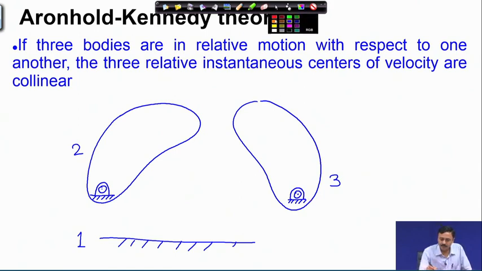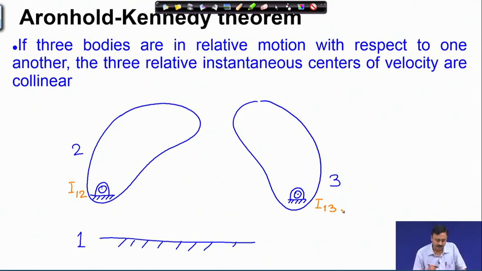So, as per our nomenclature, we can say that this is I 1 2, this is I 1 3. So, the relative instantaneous center of rotation of body 2 with respect to the ground is I 1 2, and the relative instantaneous center of rotation of body 3 with respect to the ground is I 1 3. Let me consider the line joining I 1 2 and I 1 3.